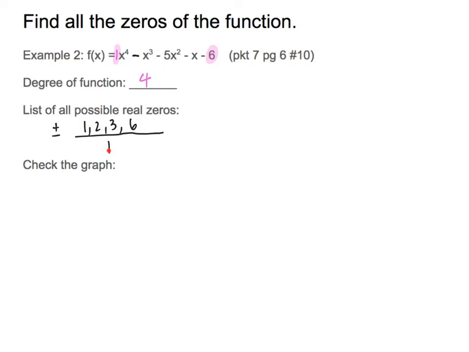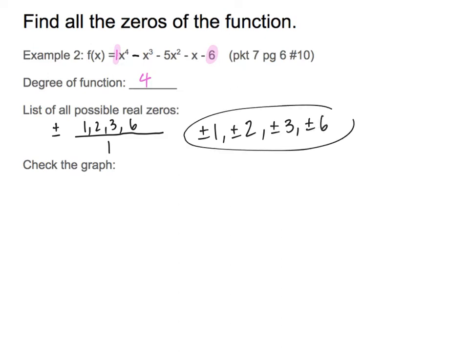So 1 divided by 1 gives you plus or minus 1. 2 divided by 1 gives you plus or minus 2. 3 divided by 1 gives you plus or minus 3. And 6 divided by 1 gives you plus or minus 6. So these are all the possible real zeros.